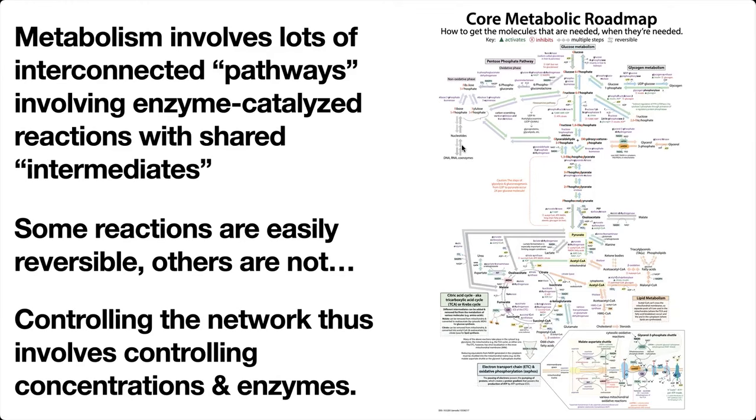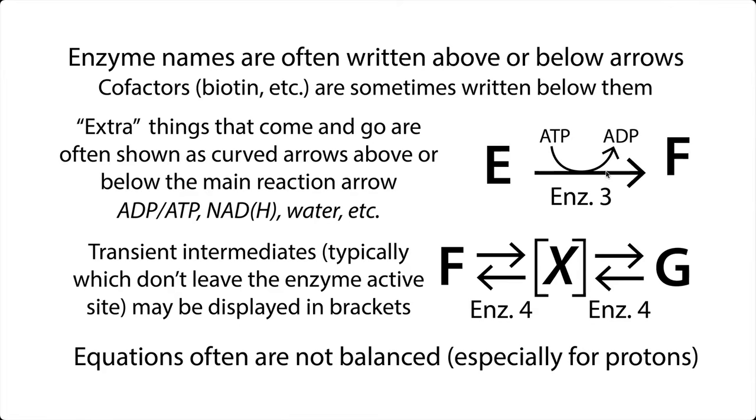If I have multiple arrows in a row too, this is going to indicate that multiple steps are involved. It's not just a single reaction. Typically the enzyme name is going to be either above or below the arrow. And then you have curved arrows that are going to indicate any sorts of additional molecules that are involved. Things like cofactors, things like your ATP, NAD, NADH, water coming and going, all these things.